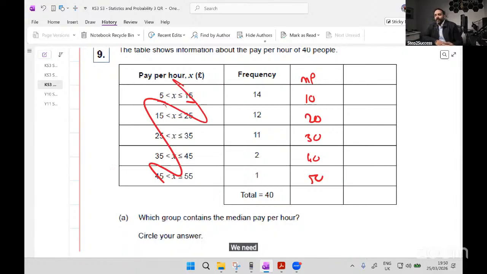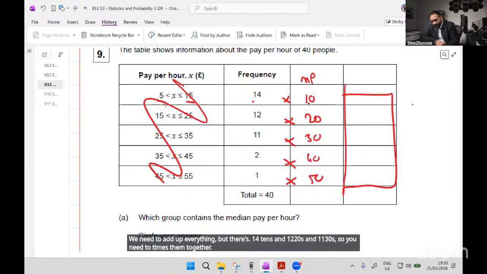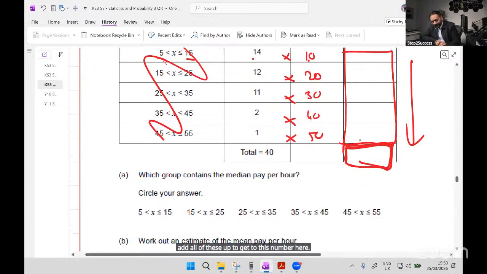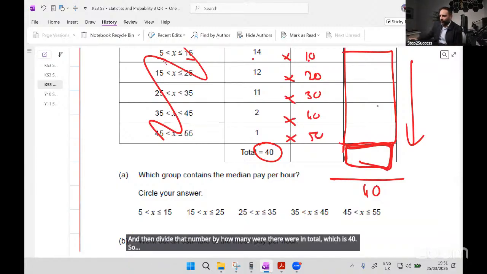We need to add up everything, but there's 14 tens and 12 20s and 11 30s. So you need to times them together, add all of these up to get to this number here, and then divide that number by how many there were in total, which is 40. So that hopefully makes sense with regards to those questions.